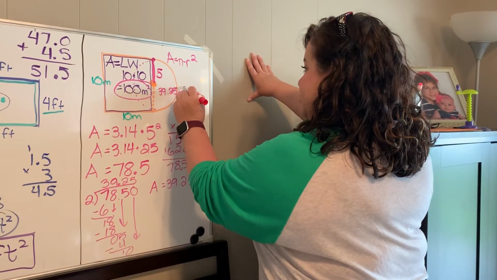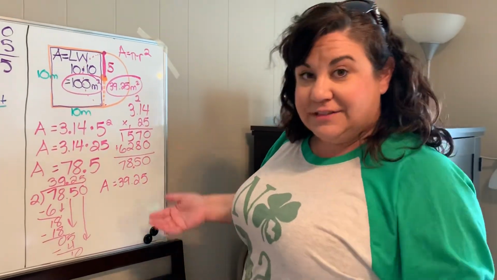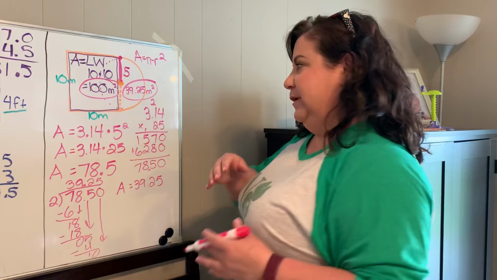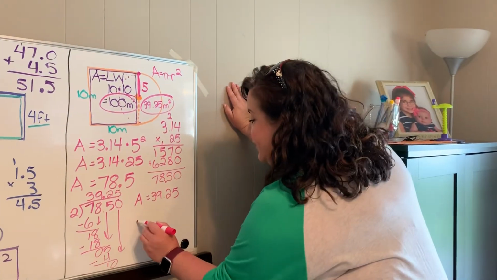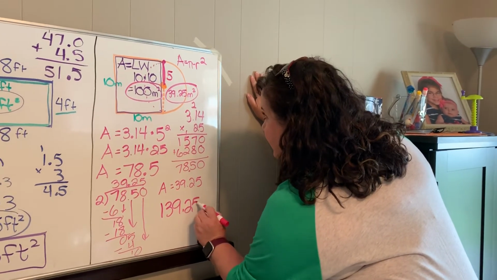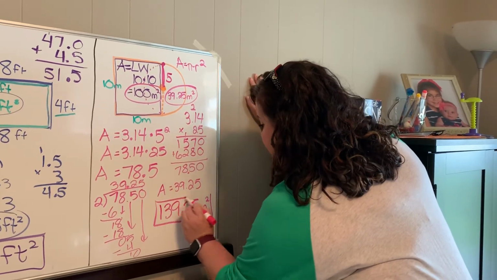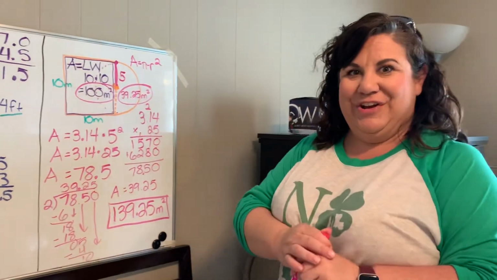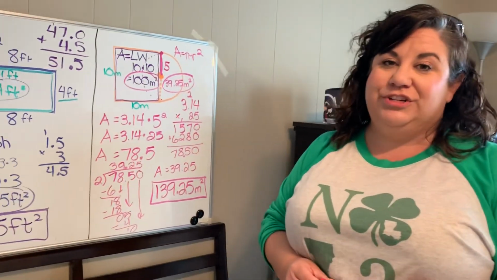Okay. So now here's my 100 meters squared and my 39.25 meters squared. So now, in order to get the entire thing, put them together. So 100 plus 39.25 is 139.25 meters squared. And that's your area.